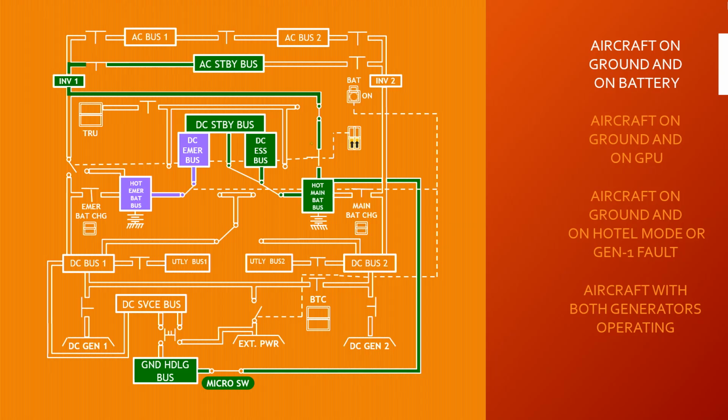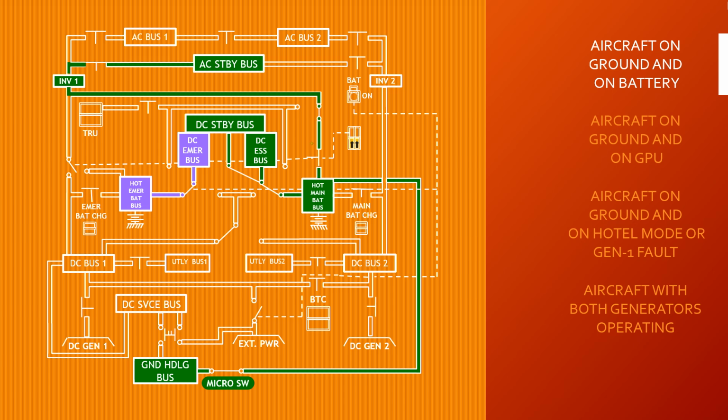Here, as you see in the schematic, when aircraft is on ground and battery toggle switch is put on, main battery will be connected to DC hot main bat bus, and hot main bat bus will supply to essential bus and DC standby bus, also to the inverter 1, and AC standby bus will be fed from inverter 1. Emergency battery will supply to hot emergency bat bus. Through hot emergency bat bus, emergency bus will be supplied.